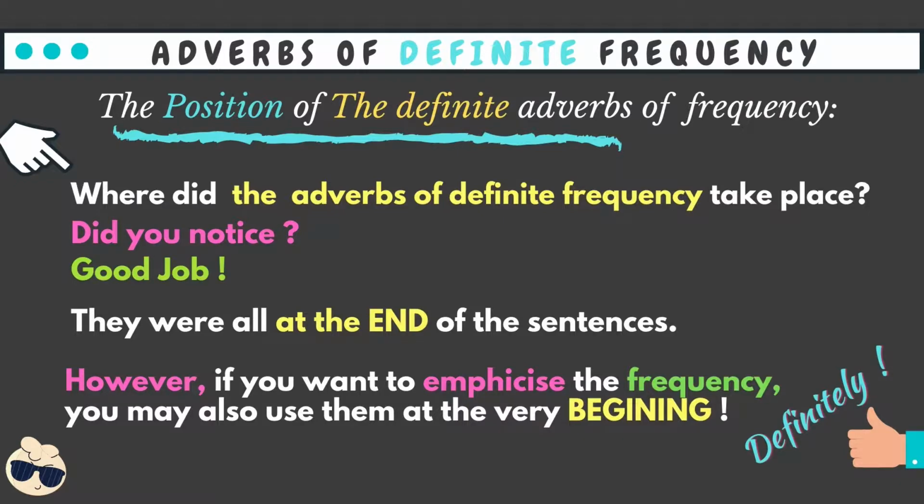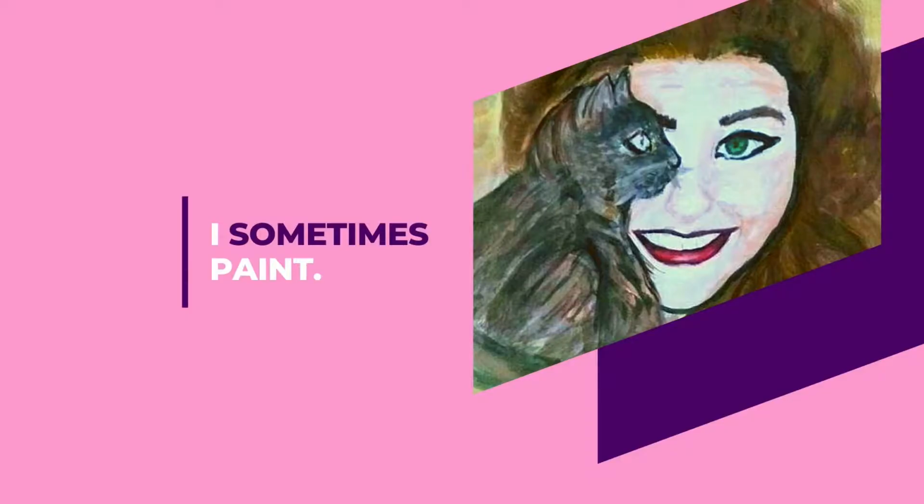Definitely. This is me, and it's my own painting. I sometimes paint. Sometimes? Oh, I know. It doesn't show an exact time. Sometimes can be once a week, once a month, or once a year. You see, it's indefinite.